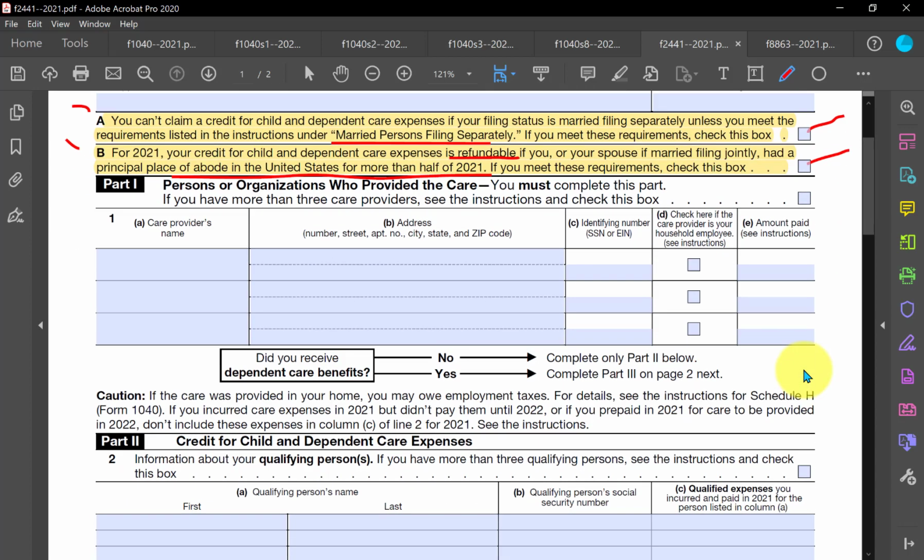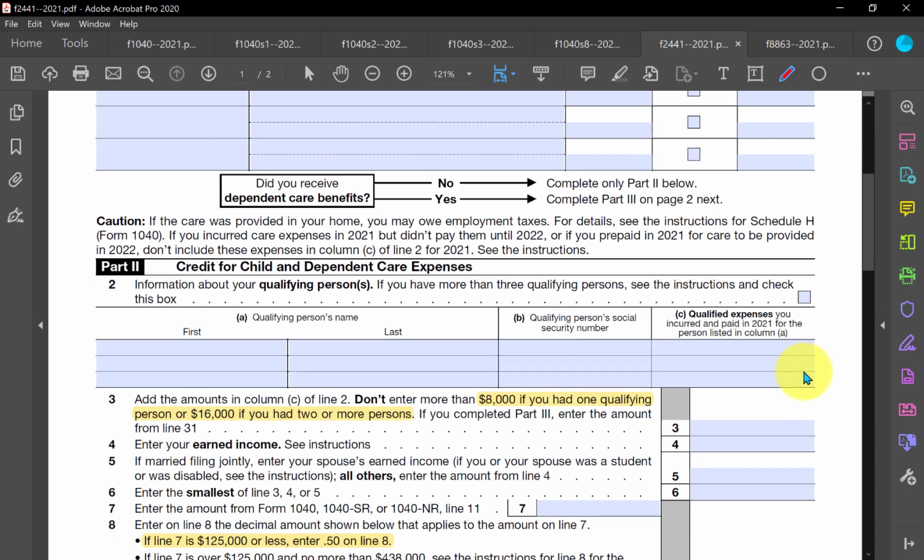Also, the qualifying cost limits have increased. If you have one dependent, it used to be a maximum of $3,000 of qualifying costs. If you had two or more dependents, it used to be $6,000, versus now $8,000, yeah? And then this $16,000 for two or more. Okay, so more of the cost you pay can probably qualify for the credit.